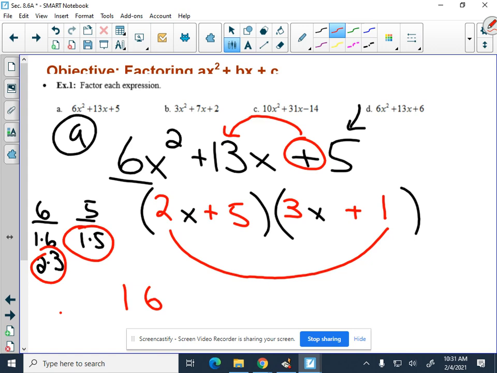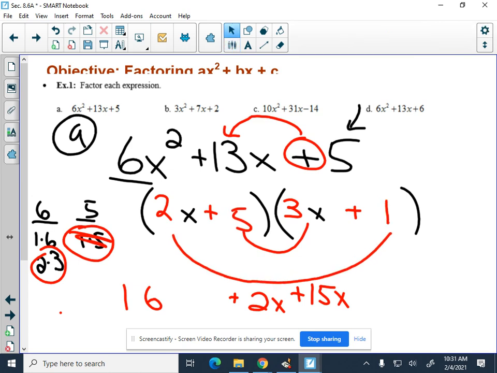But here, these two, where I've drawn this loop, 2x times 1 would be a positive 2x. Then I draw this loop, and that would be a positive 15x. Now if you look, if I add those, that gets me 17x. So we can see that 1 and 5, even though that adds up to 6, that won't help us. What we have to remember is they have to multiply. But we didn't get it right. We got 17x. We want 13x.